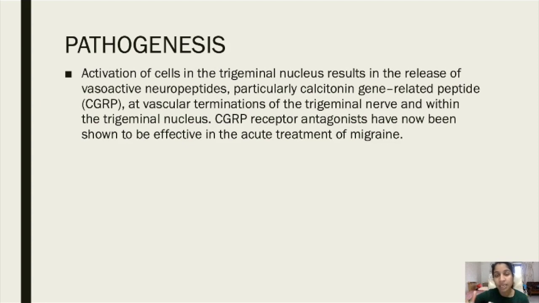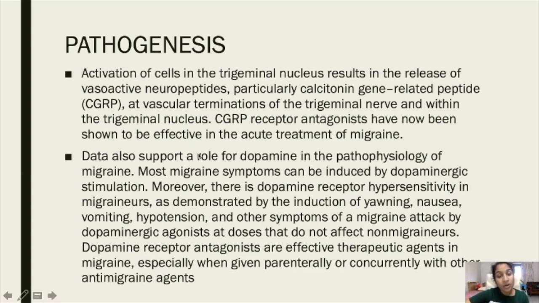forming this migraine. Another hypothesis is regarding dopamine. Data also support a role of dopamine in the pathophysiology of migraine. Dopamine is also a protein secreted from these neurons. Most migraine symptoms can be induced by dopaminergic stimulation. So if we give dopamine, that is the cause of this. It has a lot of functions in our body system also, renal, cardiovascular and all.